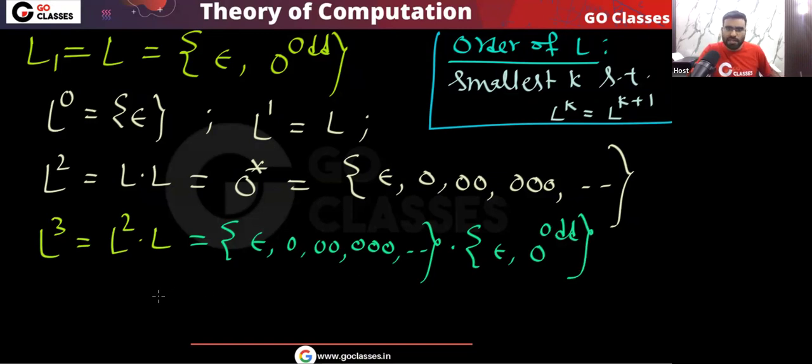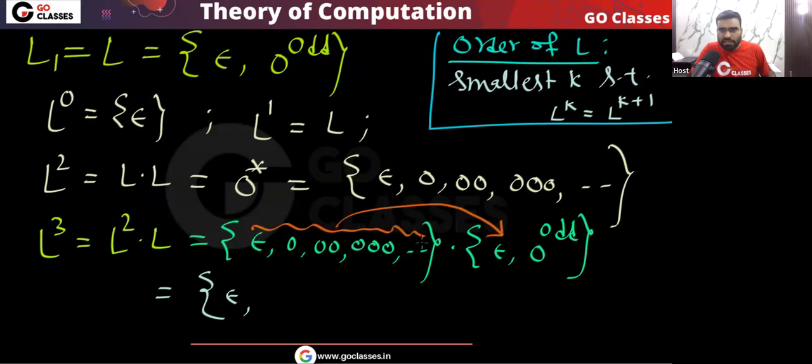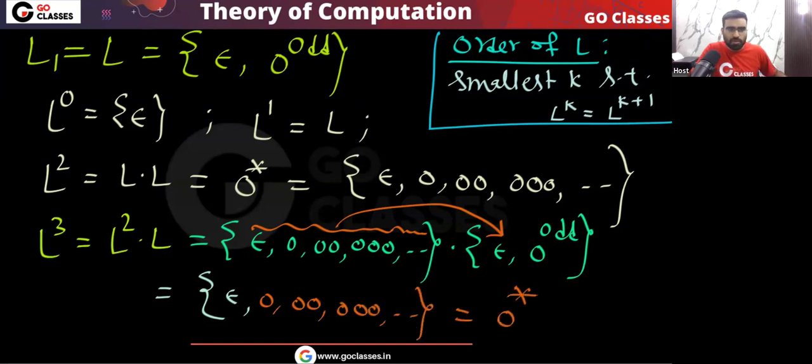Okay, so tell me, what will be their concatenation? What will be L cube? You can notice L cube will have empty string. If you concatenate all of them with empty string, you will get 0 star. You don't need this. There is no need for this. Yes or no? You will get 0 star. So you are already getting 0 star. So remember, L cube is 0 star.